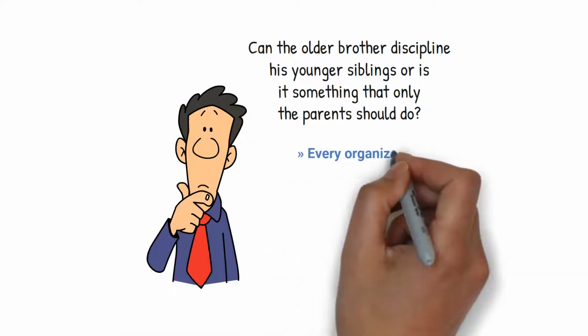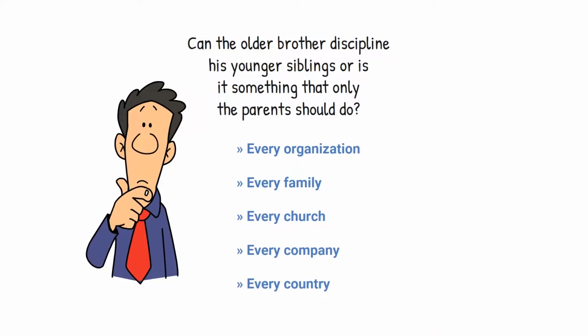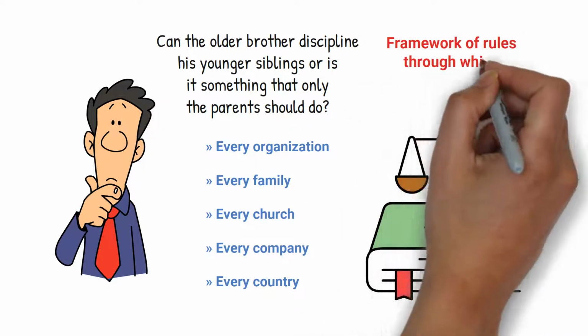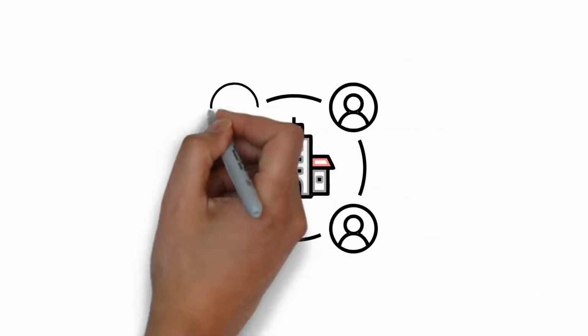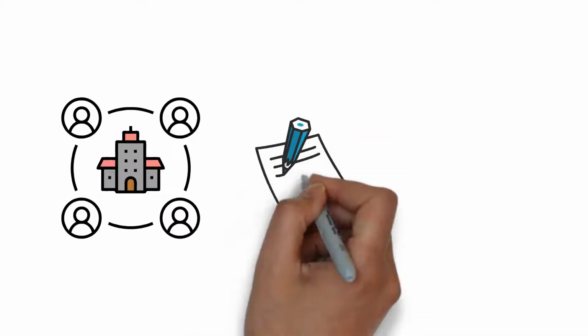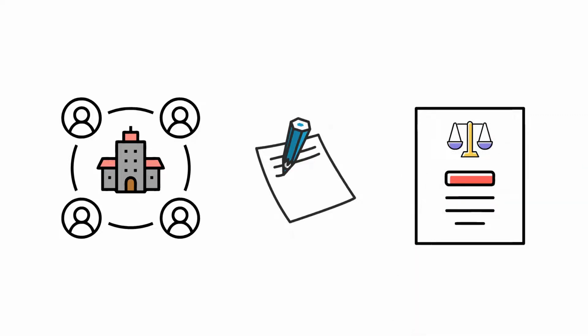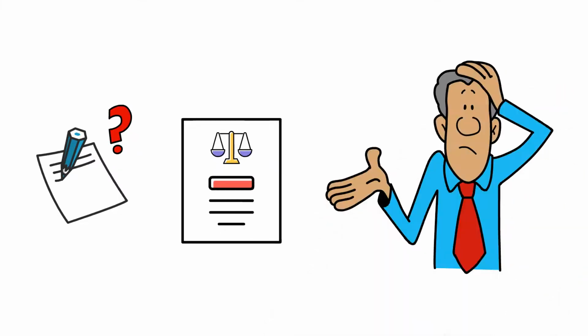Every organization, every family, every church, every company, and every country has answers to these questions. That is a constitution. It is the framework of rules through which an organization operates. So every organization has a constitution, but some of these organizations and some countries actually bother to write these constitutions down on paper and post them for all to see. So the question is, why write it down? This brings up the question of what written constitutions do. What are they good for?